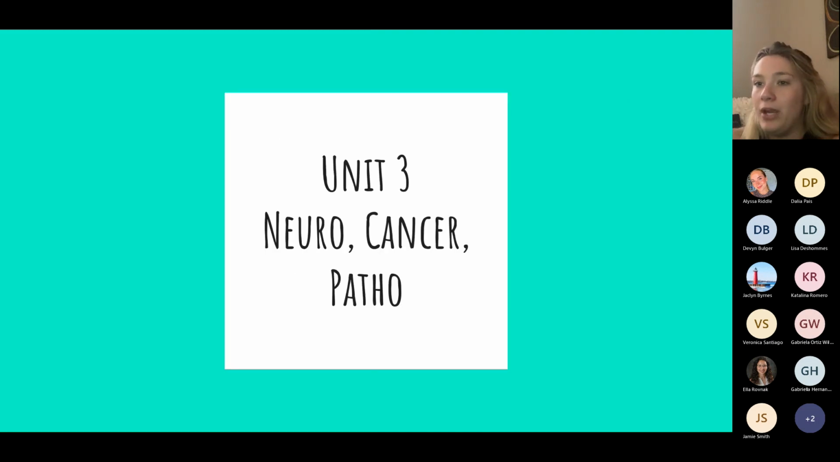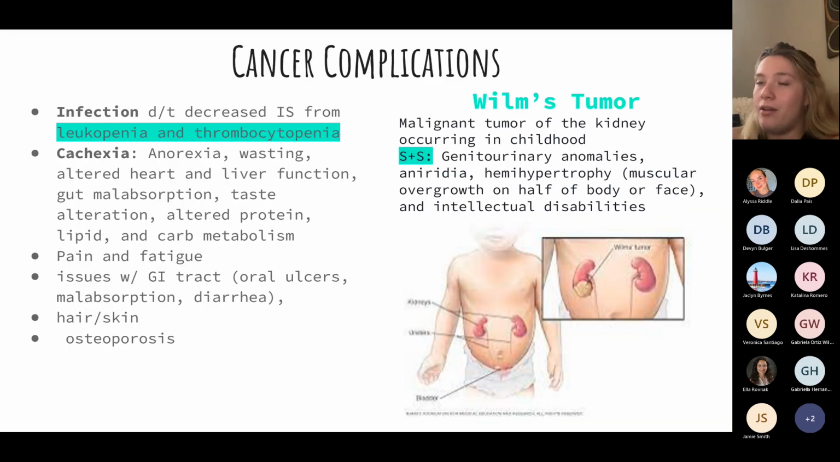Now we're going to talk about the brain, cancer, and some patho. So what is cancer? Cancer essentially is a dysregulation in cellular reproduction, cellular replication. There's something wrong with my cell, and for whatever reason, instead of apoptosis being triggered, this cancerous cell keeps on reproducing. So, what are our main complications from cancer?